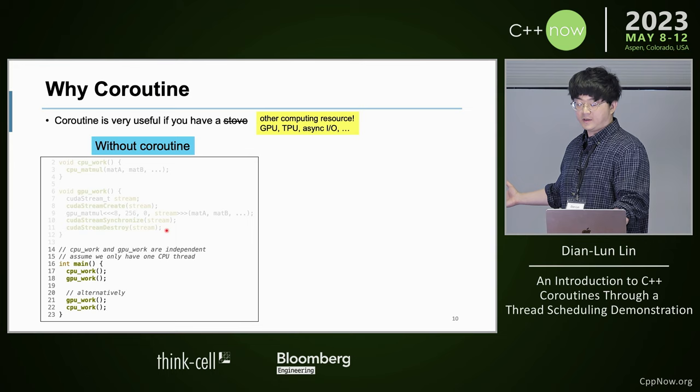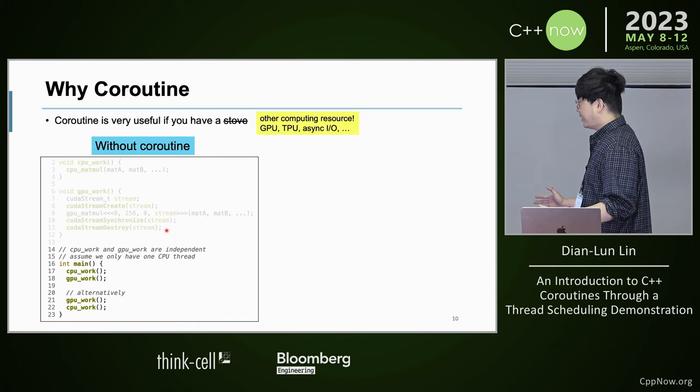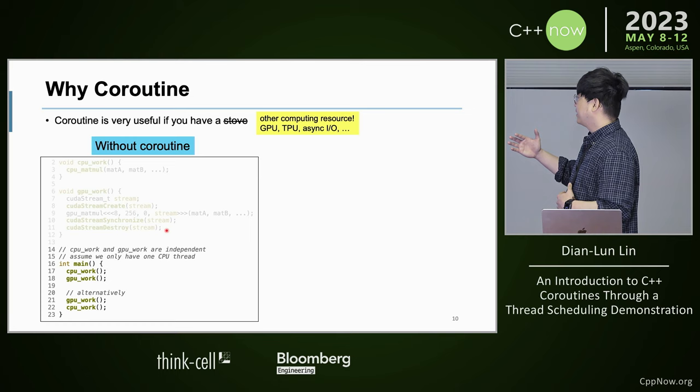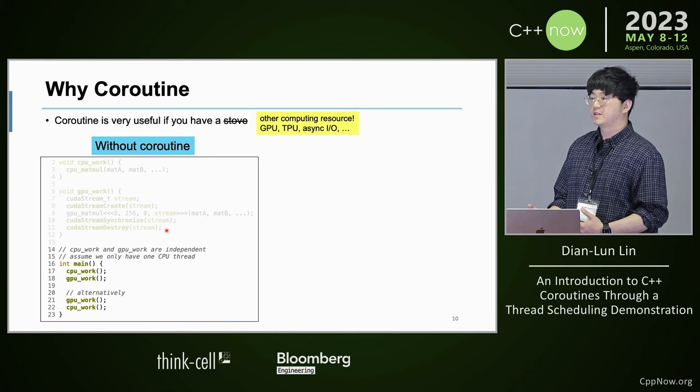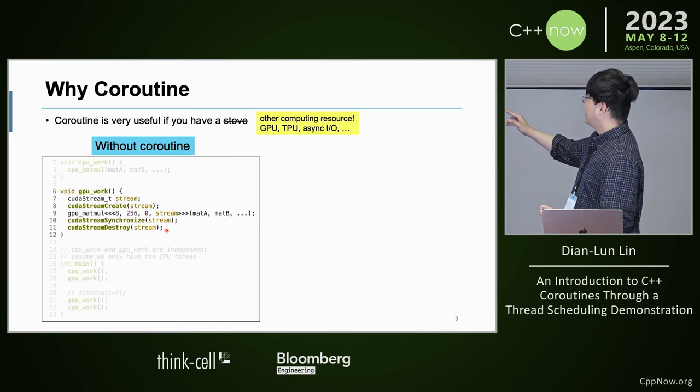So in the main function, suppose CPU work and GPU work are independent of each other, and assume we only have one CPU thread. What you can do is to either do CPU work first and then GPU work, or you can do GPU work first and then CPU work. But no matter what you do, inside this GPU work, I have synchronize. So I need to wait until the GPU finishes its work.